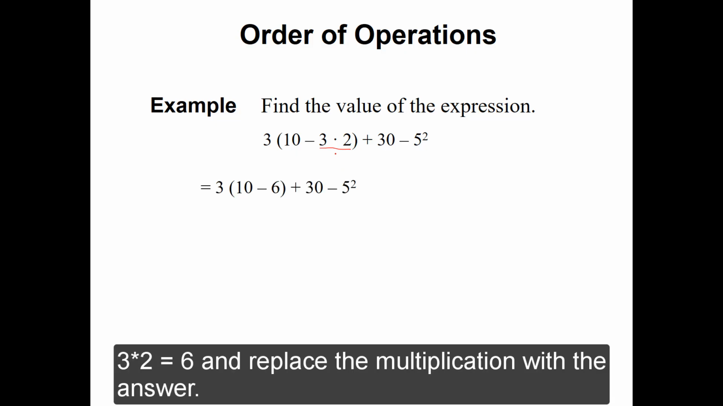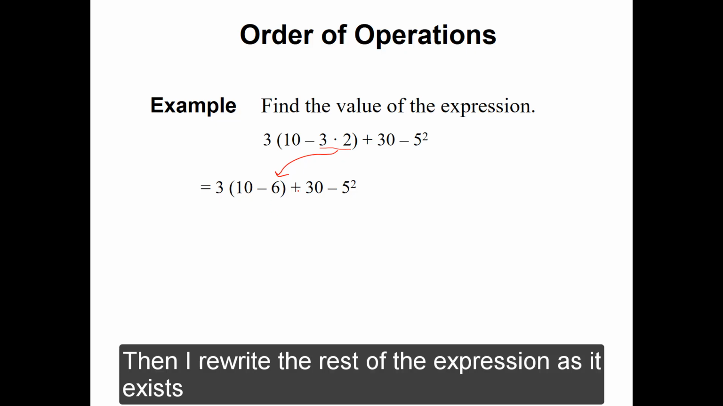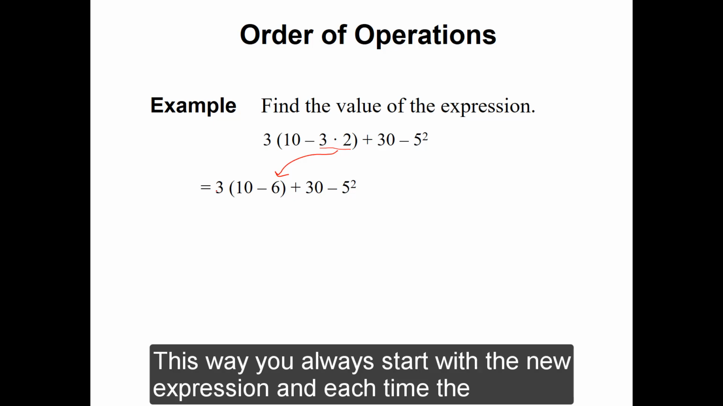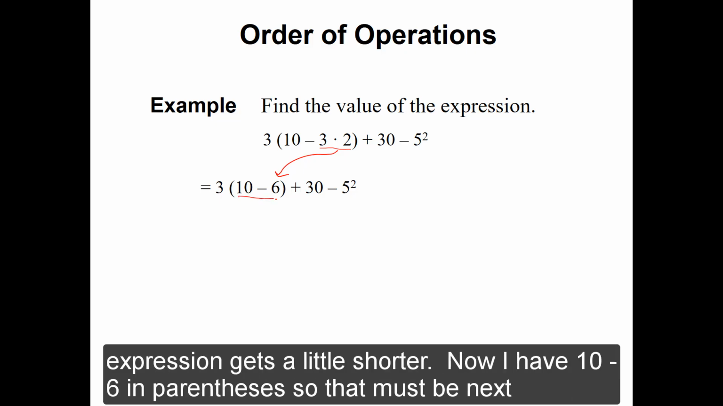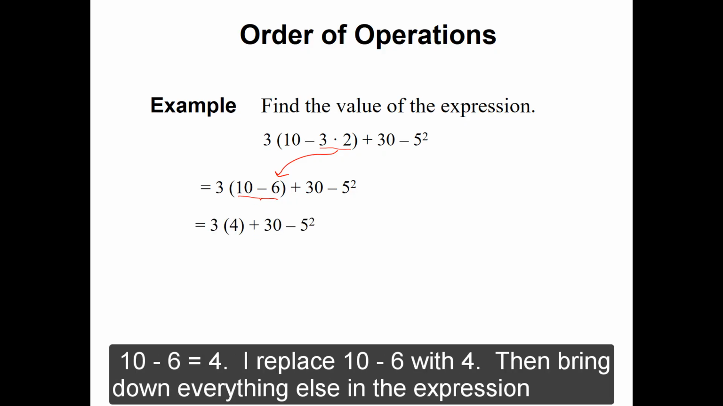So I'll take my 3 times 2, which is 6, and I replace the multiplication with the answer, and then I rewrite the rest of the expression as it exists. This way I'm always starting with a new expression, and each time I do this, the expression gets a little shorter. Well, here I have 10 minus 6 in parentheses, so I must do that next. So 10 minus 6 is 4, so the only thing I did was replace the 10 minus 6 with its answer. I brought down everything else in the expression.